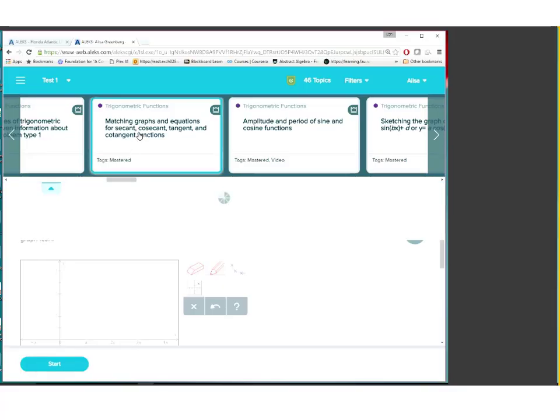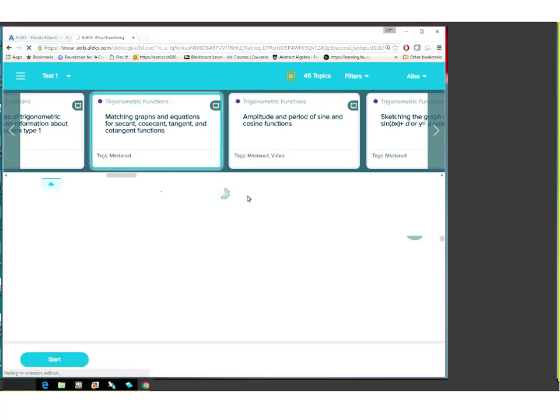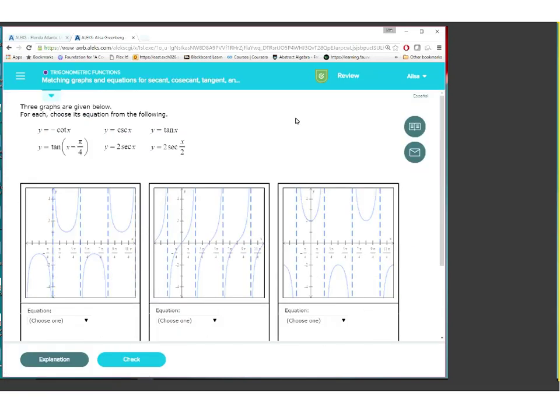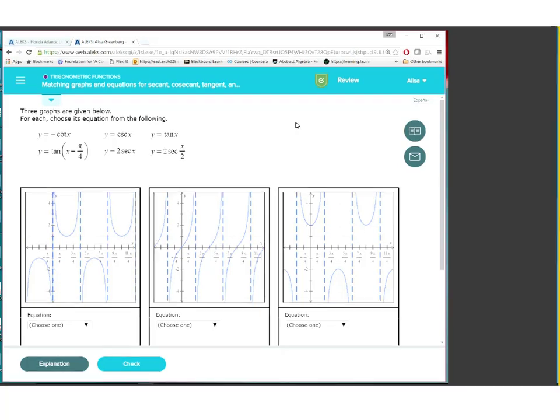Actually, this is probably one of the harder ones, believe it or not, even though it's matching. This is probably one of the harder ones. I get asked about this a lot. Okay?